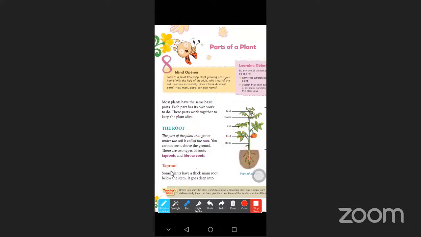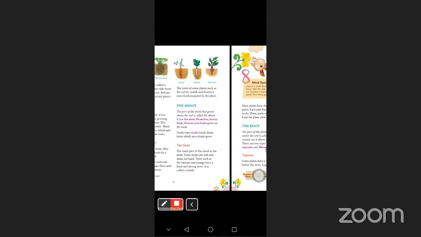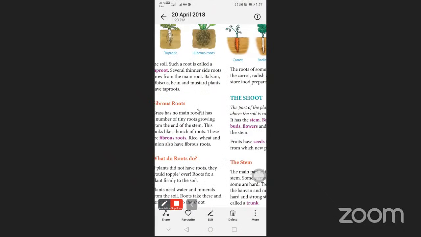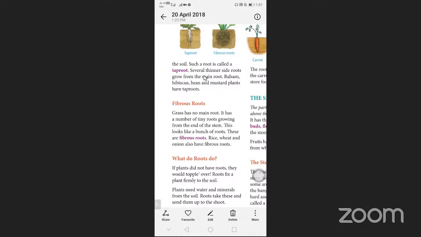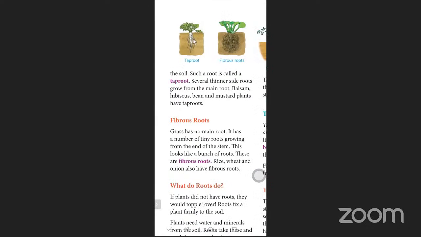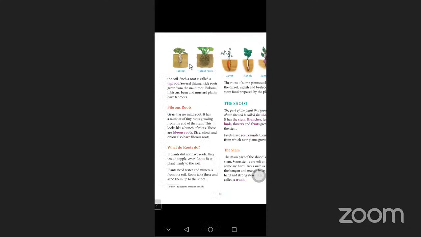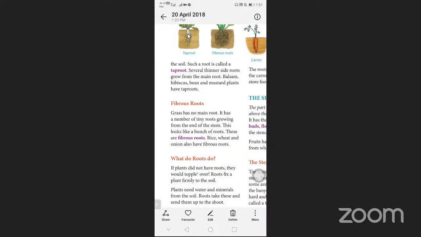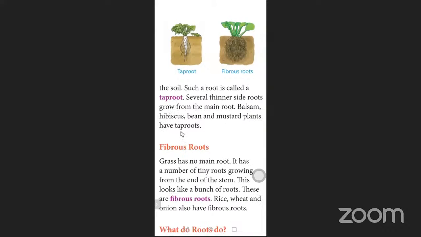So what are taproots? Some plants have a thick main root below the stem. It goes deep into the soil. As you can see here in the picture, some plants have a thick stem. Thick stem means strong stem. And that will be what? That is the main root below the stem.